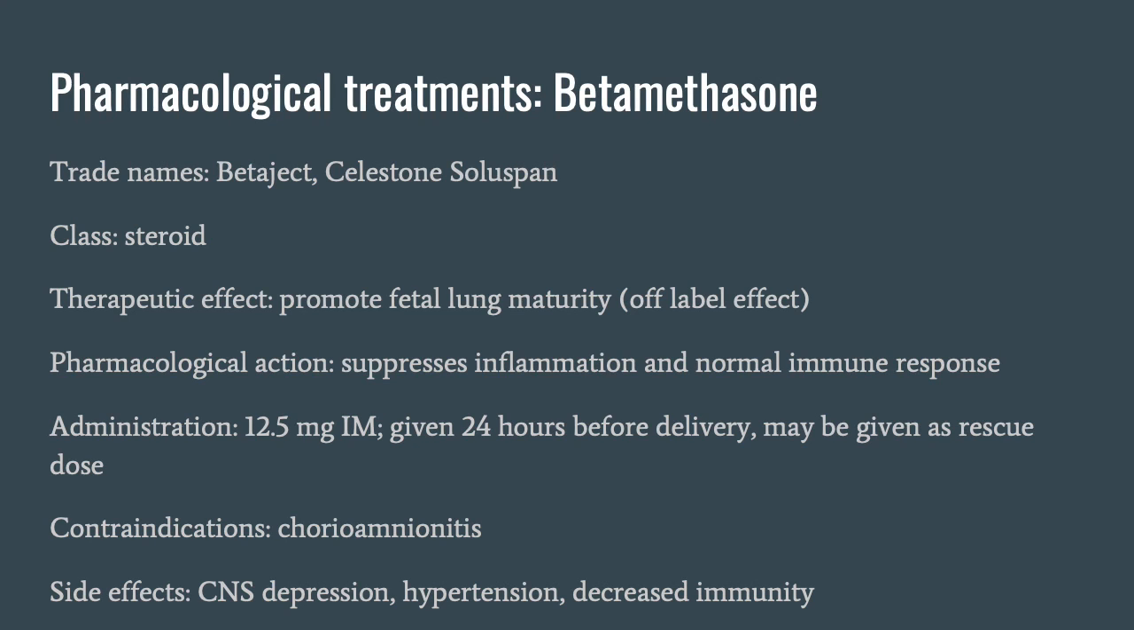Some pharmacological treatments that the mother might need is betamethasone. It's a steroid. It is used to promote fetal lung maturity because twins are normally born prematurely at 37 weeks or less. It is given IM. It is contraindicated in chorioamnionitis.